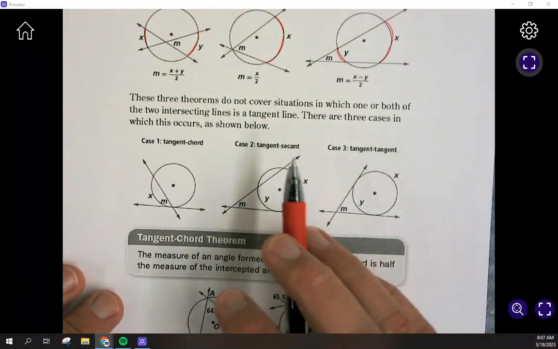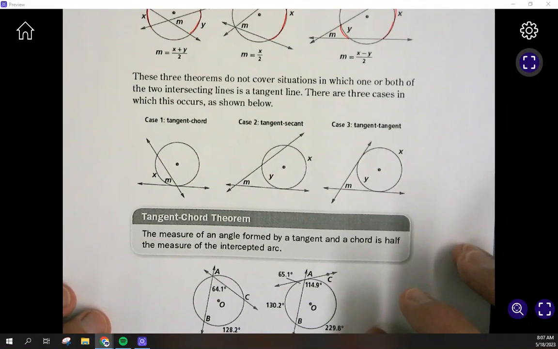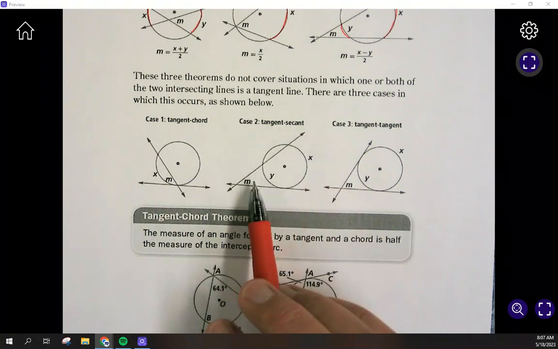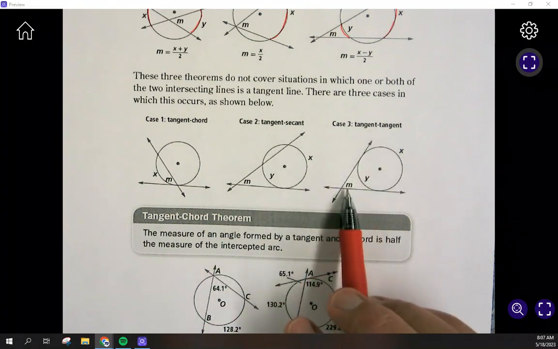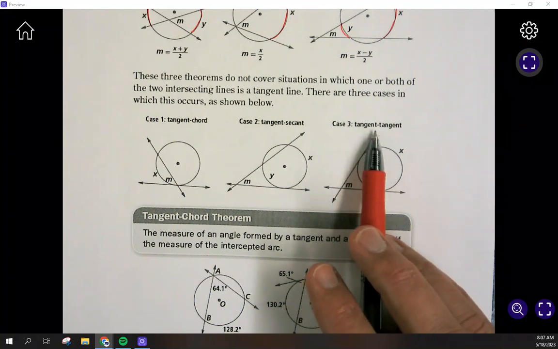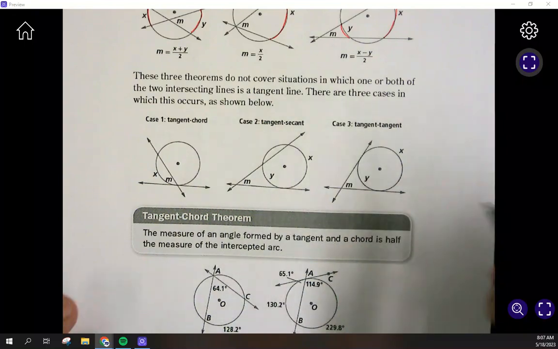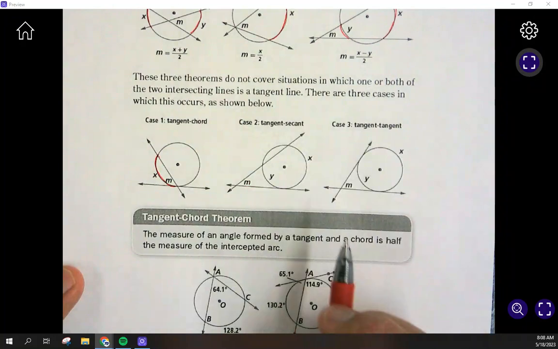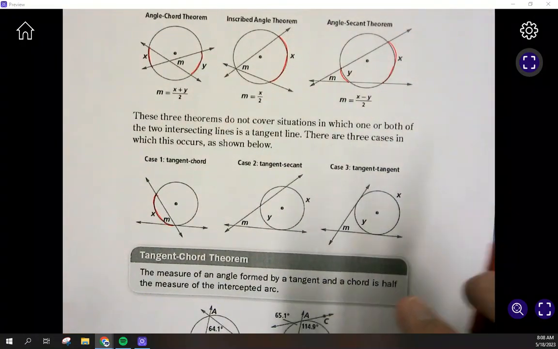These three theorems don't cover situations where we have a tangent line, and those three cases appear below. Sometimes we can have a tangent that hits another line on the edge of a circle. We can have a tangent that hits a secant on the outside, and we can have another intersection on the outside that's tangent to tangent. Tangent going this way, tangent going this way. On this one, we have one arc that's created, similar to an inscribed angle, and the theorem is going to match it. We'll look at that in a second.